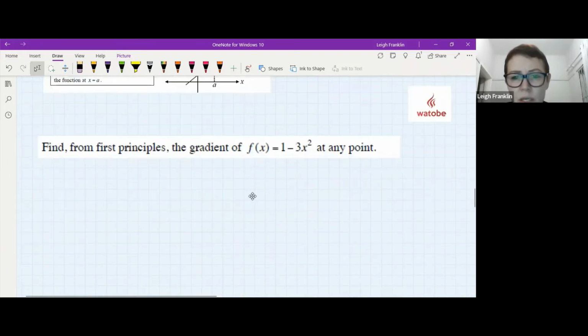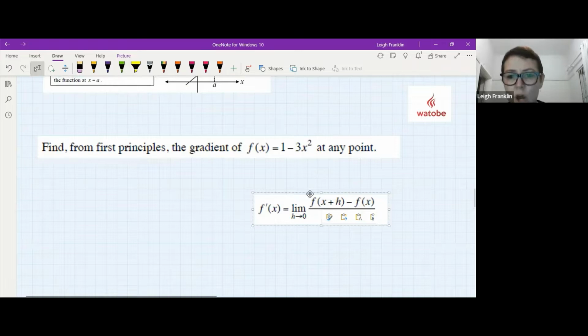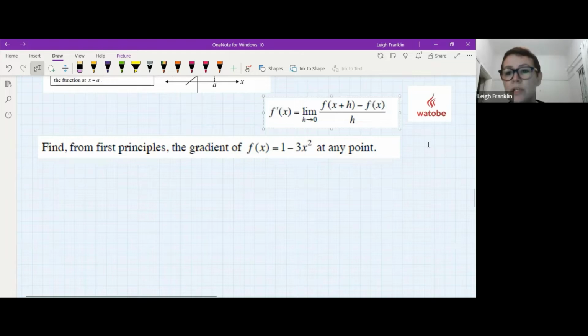2021 paper, yeah, I think it was the 2021 paper. Okay, pretty typical question. Your formula is going to be on your sheet, so all you need to do is sub into it. This is how I teach my classes.